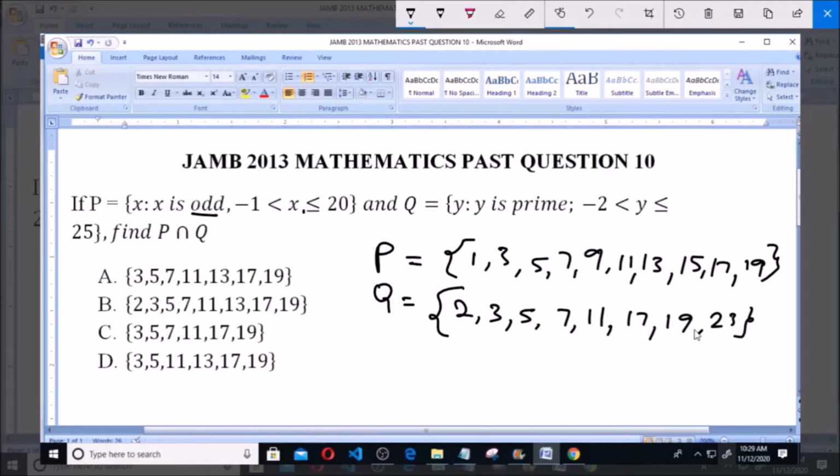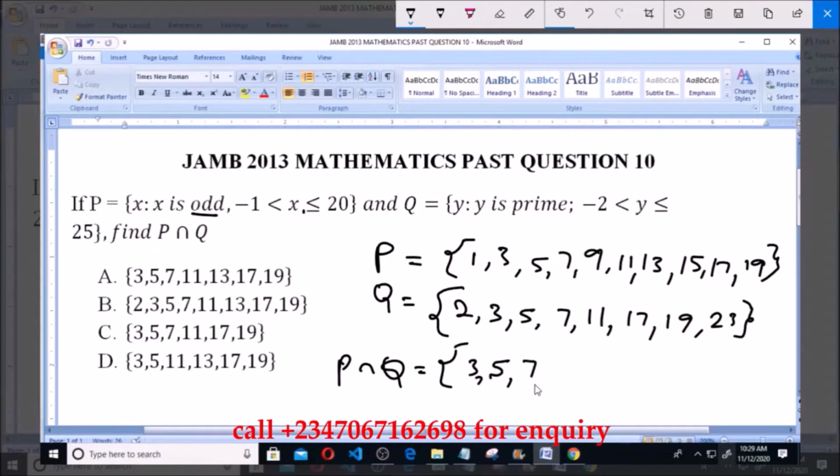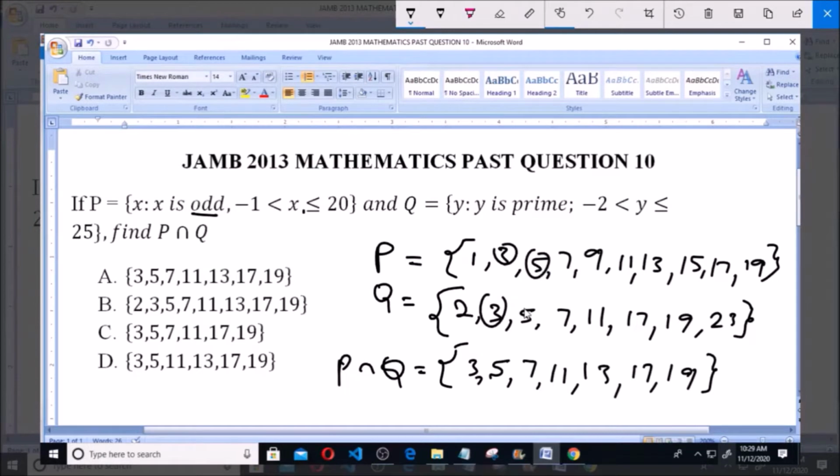Now the question says P intersects Q, that is the content of P that is also a content of Q. So P intersection Q will be equal to 3, 5, 7, 11, 13, 17, and 19. As you can see, 3 here, 5, 7, 11, then 13 is here also. I missed 13 here. 13 is a prime number because it has only two factors. Then 17, and 19. So the answer to this question is option what? Option A.